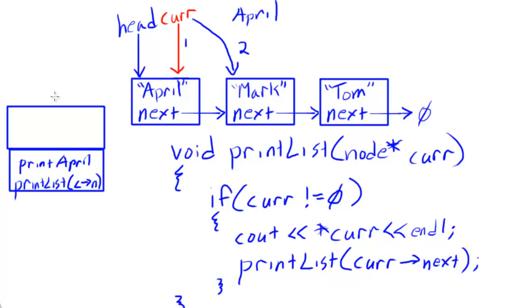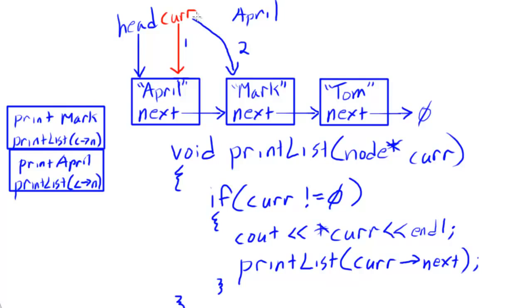And what we would do that time is just print out what? We'd be printing out not April, but Mark, since our cur pointer is now pointing to this node here that has Mark. And then we'd do another printList, passing in cur->next using my little abbreviation there.